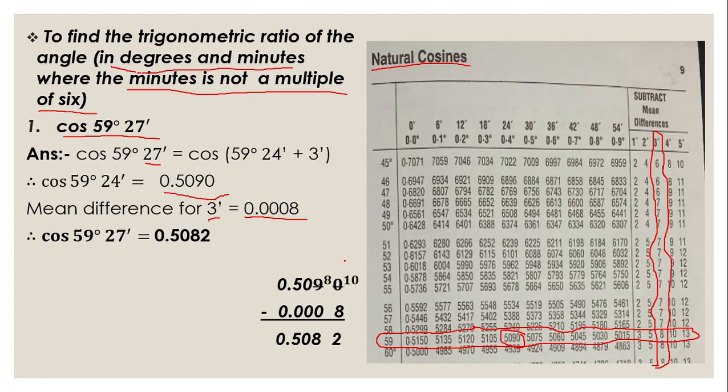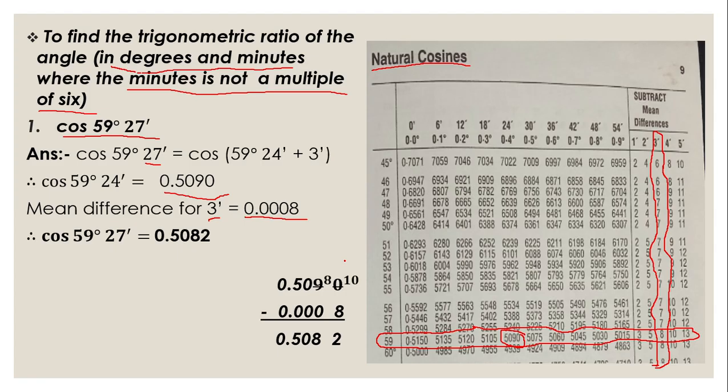So, you have to subtract the mean difference for 3 minute from cos 59 degree 24 minute. So, it should be cos 59 degree 24 minute minus mean difference for 3 minutes. Why? We are finding the cos. If we are finding sine or tan, we would add the mean difference. Since we are finding cos, we have to minus the mean difference.